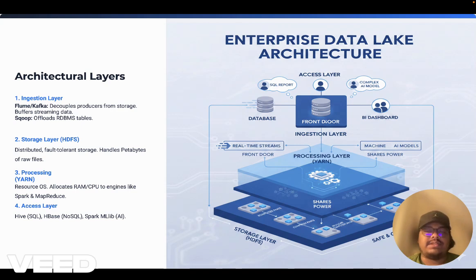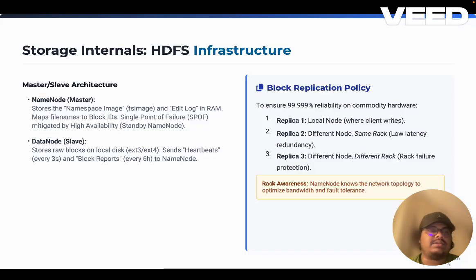Data first comes in through the ingestion layer, which is like Flume for real-time data streams and also for big data transfers. Then it lands into the storage layer, which is the foundation built on HDFS. And above that, we have the processing layer, which is managed by YARN, which acts as the operating system for the whole cluster. Then we have the access layer where people actually use the data for running reports or creating dashboards or complex AI models. So coming into the storage internals, HDFS works on a master-slave setup.